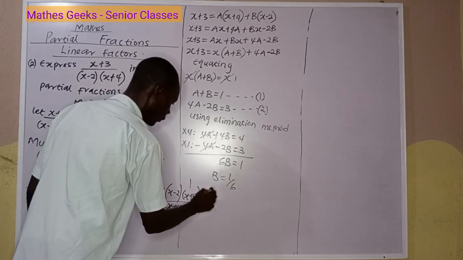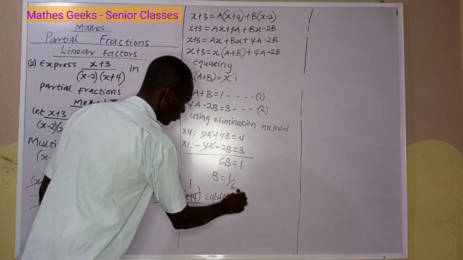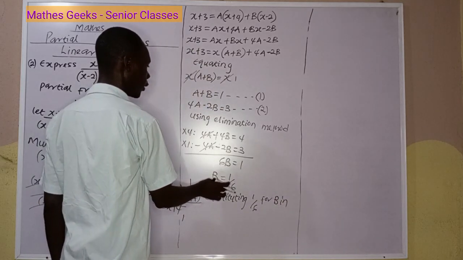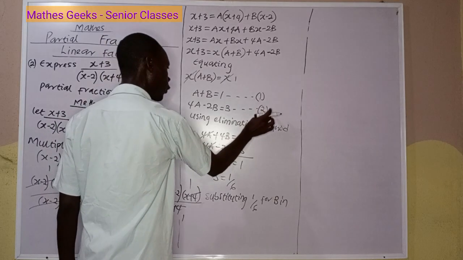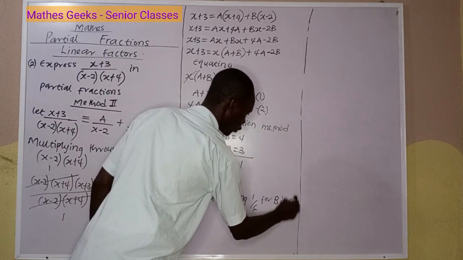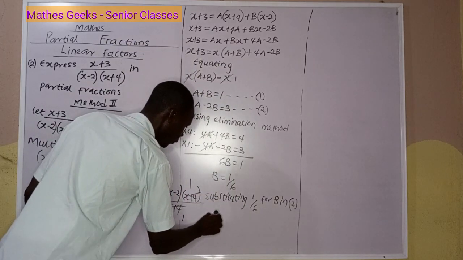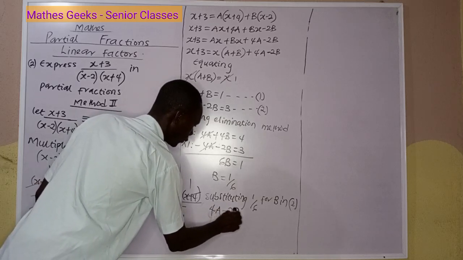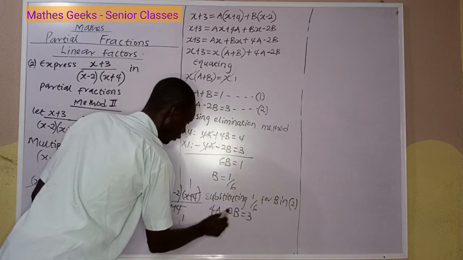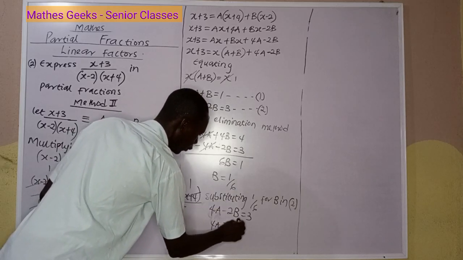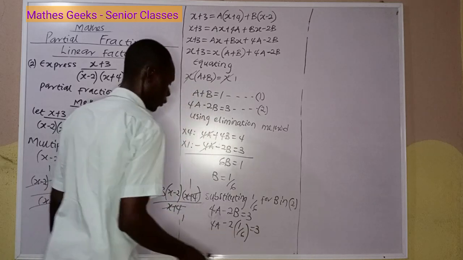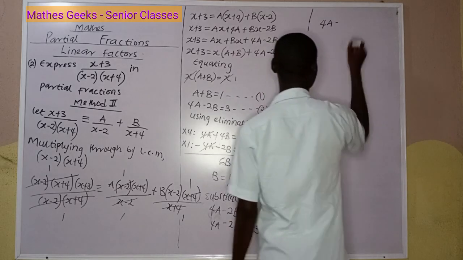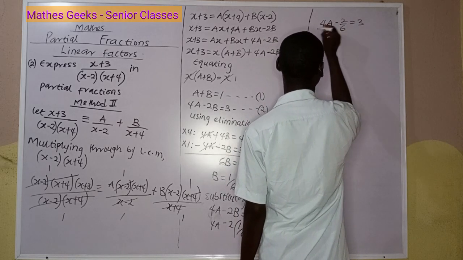Substituting 1 over 6 for b. I can put the value of b in this or this, or in 2 or 1. So let me use 2. In 2, I'm going to have equation 2 is 4a minus 2b is equals to 3, where b is 1 over 6. So 4a minus 2 times 1 over 6 equals to 3. This is just 2 over 6 equals to 3 over 1.